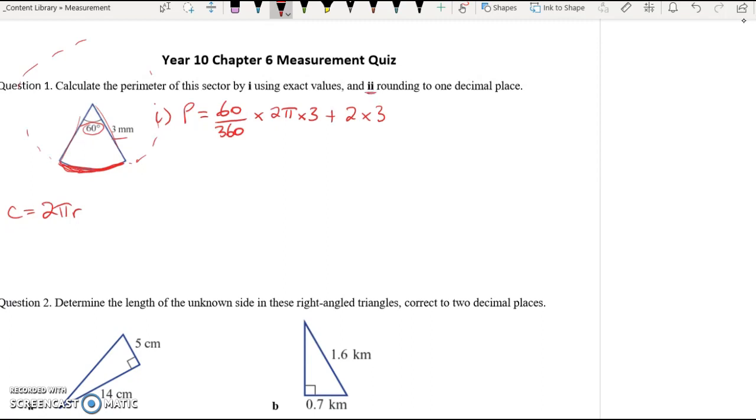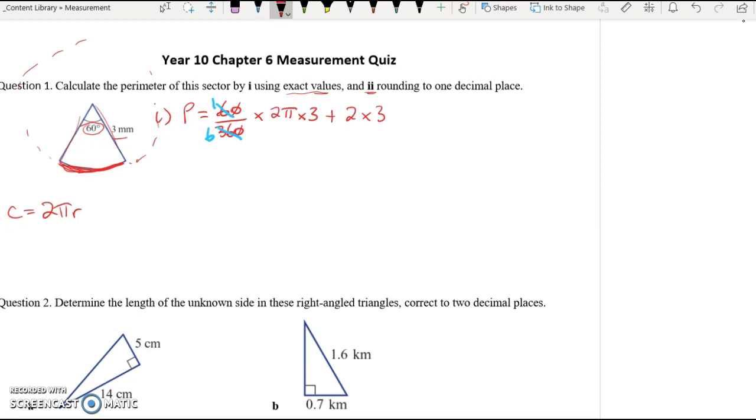Now, parts 1 and 2 are kind of the same thing. But with exact values, what we mean is leave it in terms of pi, so don't actually work out what it is on the calculator. So let's have a look at how we can simplify this expression and leave it in terms of pi. We can simplify the fraction: 6 goes into 6 once, 6 goes into 36 6 times.